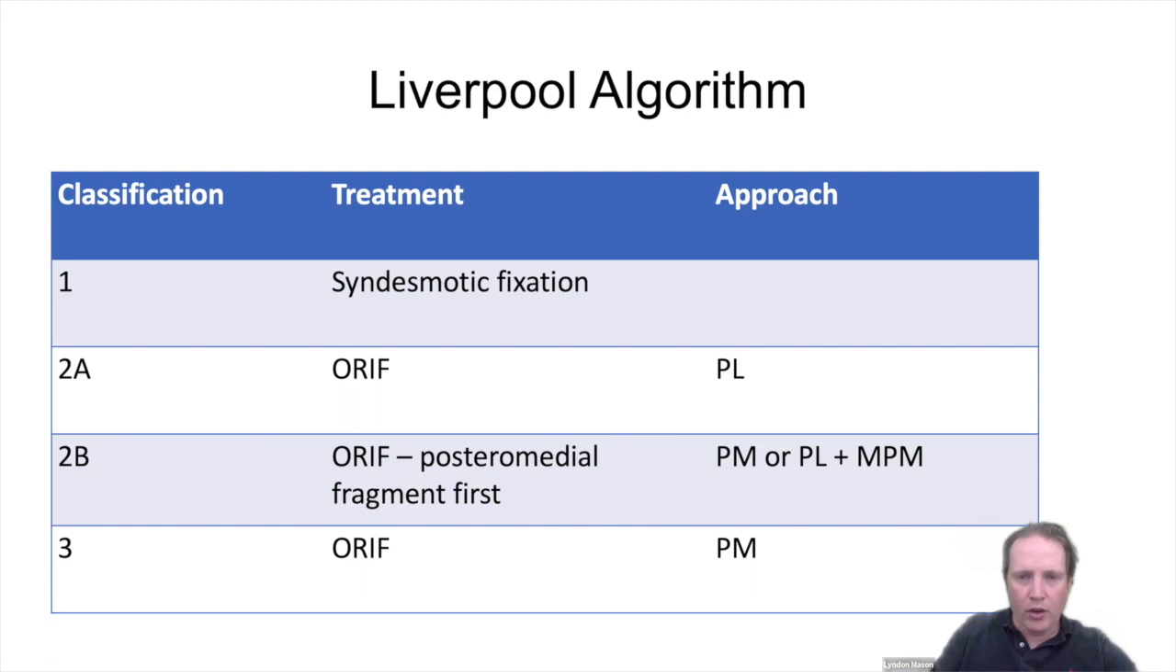So the Liverpool algorithm, as explained in the AuthorHub webinar: a type 1 fracture, syndesmotic fixation; a type 2A fracture, an open reduction and fixation through a posterolateral approach; a type 2B fracture, an open reduction and fixation with a posteromedial fragment done first through a posteromedial or posterolateral plus a medial posteromedial approach. And type 3 is an open reduction and fixation through a posteromedial incision. So the three approaches that we're going to discuss: posterolateral, posteromedial, and medial posteromedial.